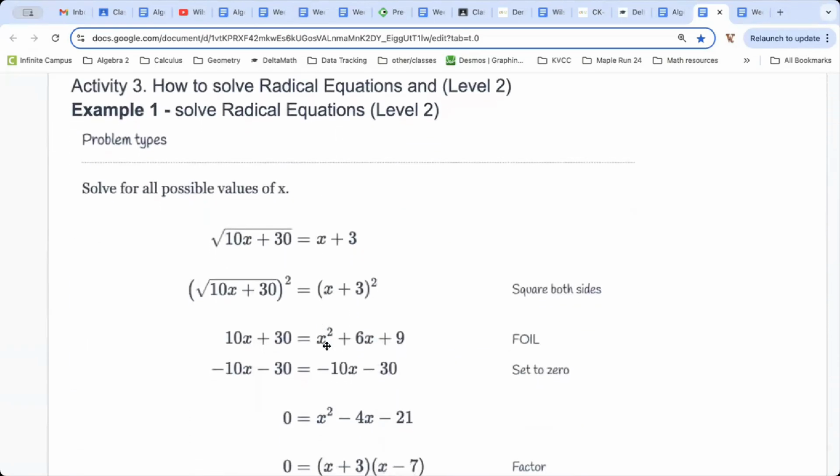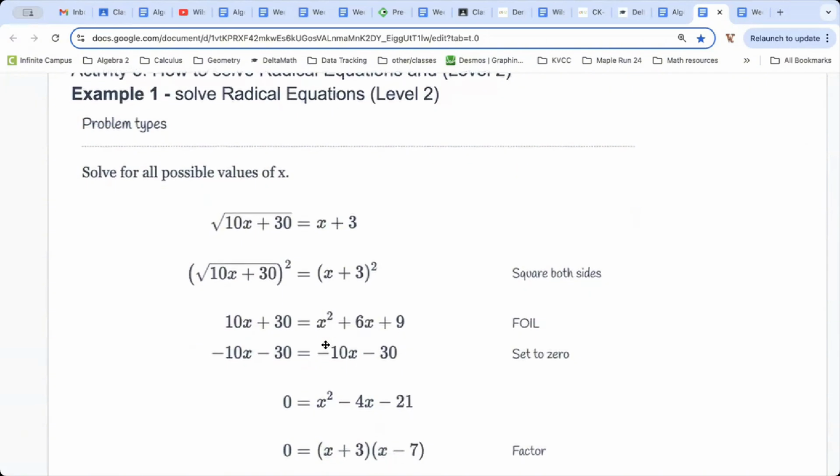Now, you realize level 2 problems have a variable on the right-hand side. That's the only difference. You have a radical part, and on the other side, you actually have a variable. So that distinguishes this type of problem from the level 1 problems. Level 1 problems don't have a variable on the other side.